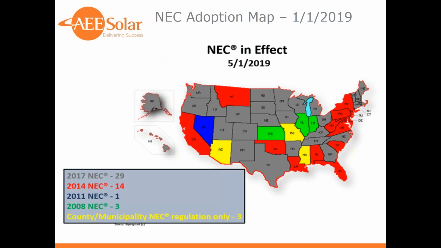So here is the current map that we have for states that have adopted the different code levels. And as you can see, there's only 4 states out there and a couple ones without a universal statewide adoption. There's only 4 states that are on 2008 and 2011 code. 14 states are currently using NEC 2014 code, and now up to 29 states are using and have adopted NEC 2017 code.